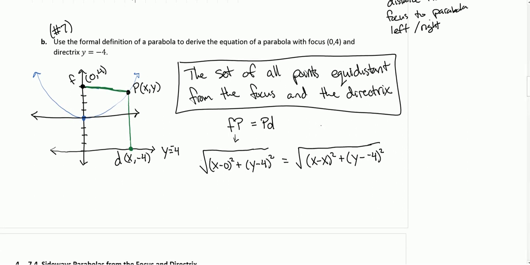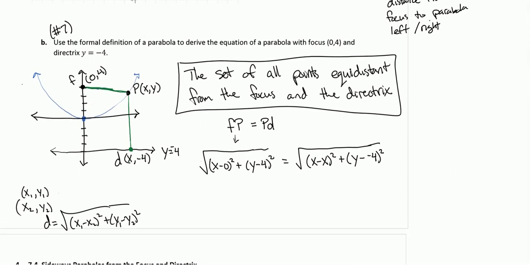Remember the distance formula in general between (x1, y1) and (x2, y2), the distance between them, d, is going to be the square root of the quantity: you subtract your two x values squared, plus you subtract your two y values and square it. So that's what we're using to set this equation up. And from this equation we're going to be able to derive our equation. So square both sides to get rid of the square root.